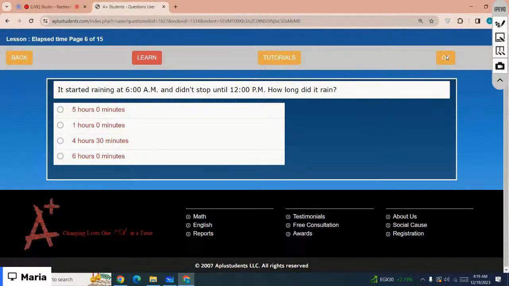Just count the hours from 6 to 12, right? 7, 8, 9, 10, 11, 12. So which is the correct option? 6 hours it is raining. The correct option is 6 hours. Right? Very good.